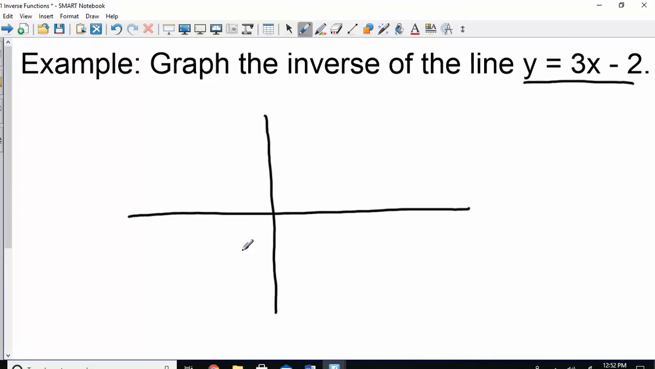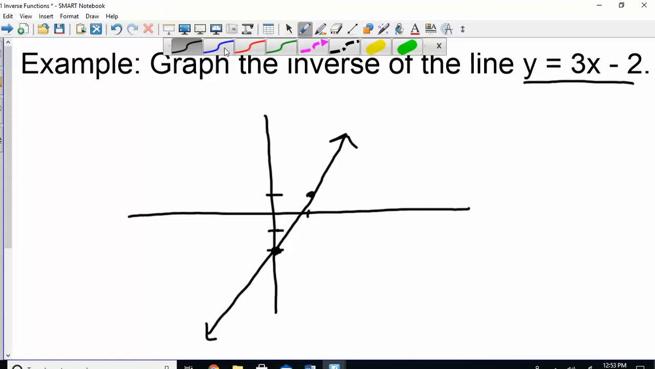So let's first graph this line. The y-intercept is -2, slope is 3, so you go up 3 and over 1. So there's my original line. Without knowing anything else, how would I graph the inverse from this? Just do the opposite. Yeah, we have 2 points, don't we?